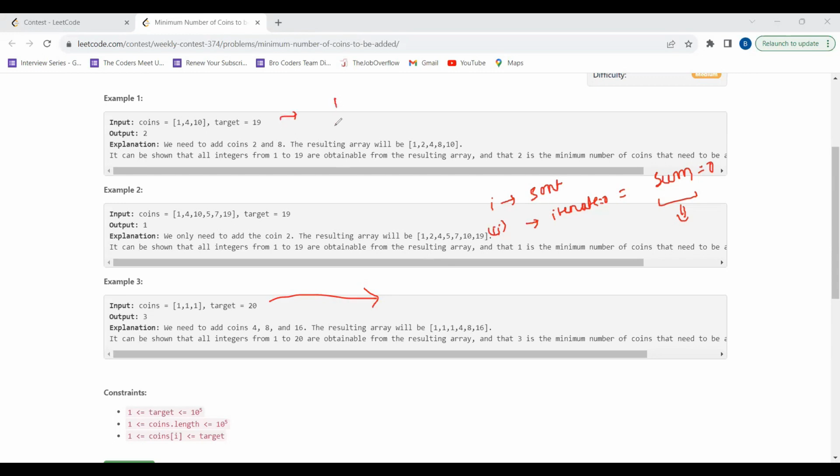So we have 1. First of all, we'll add 1 to our sum. Now our sum becomes 1. Now we'll move to the next element, which is 4, and we have only 1 till now. So we can't form the sum 2, 3. Now for forming sum 2, what I'll need to add? I'll need to add 2.